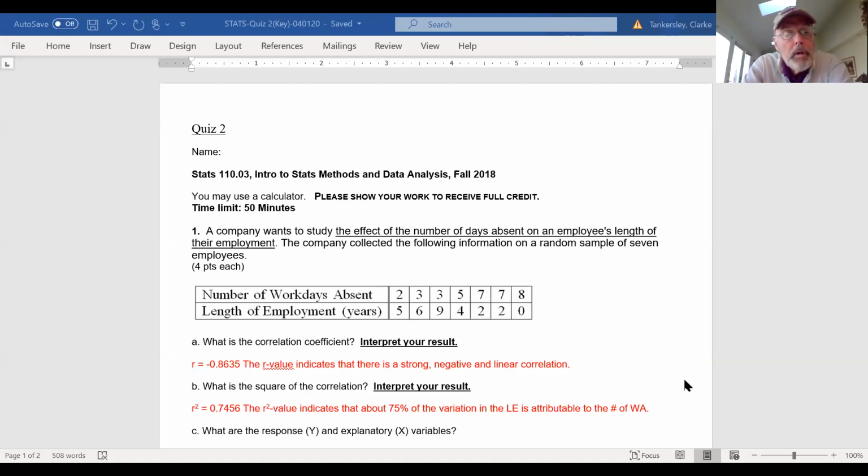Okay, so here's quiz number 2. This is one of my favorite little exercises for linear regression and correlation. So what we had to do with this particular data set is get the x values and the y values situated correctly, okay? And I underline the question so that we kind of know what is going on.